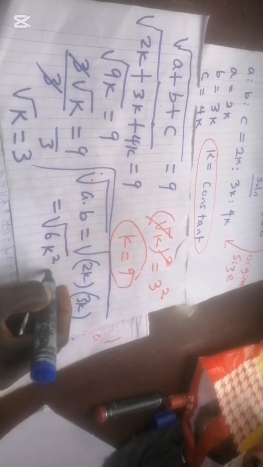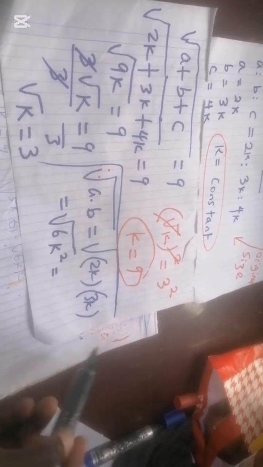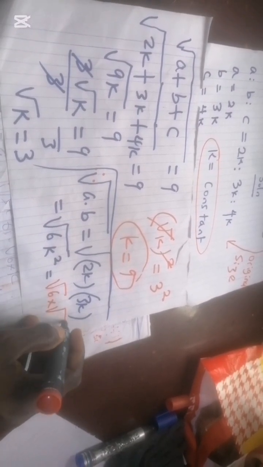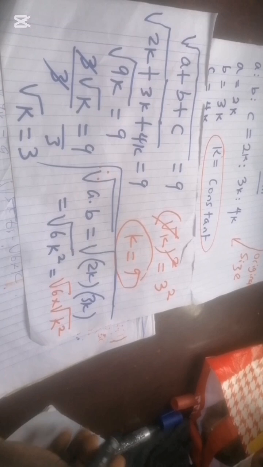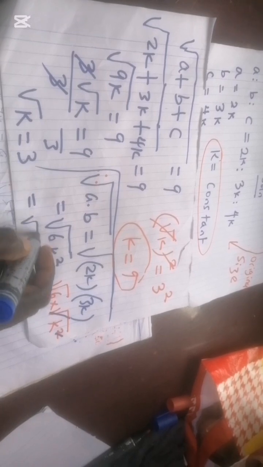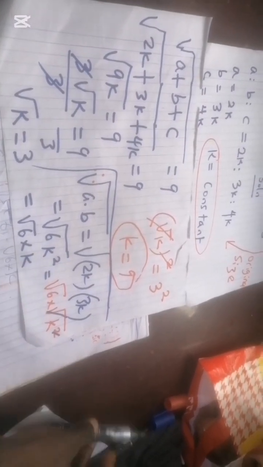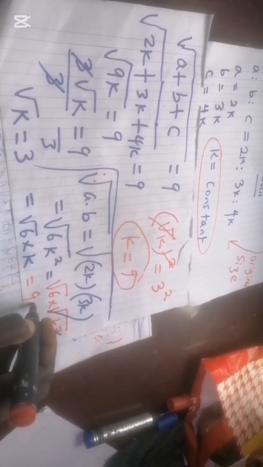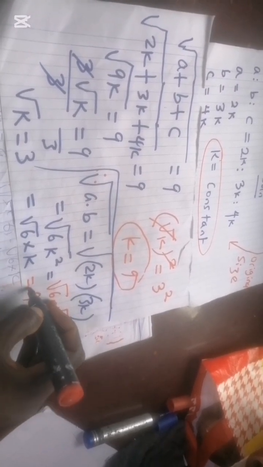And from the law of surds, we can break it down. We can say root 6 times root K square. You'll agree with me that roots can cancel the square. So we have root 6 times, now it remains K. And what do you think the value of K is from here? 9. So what's the final answer? 9 root 6. And that is the end of the calculation.